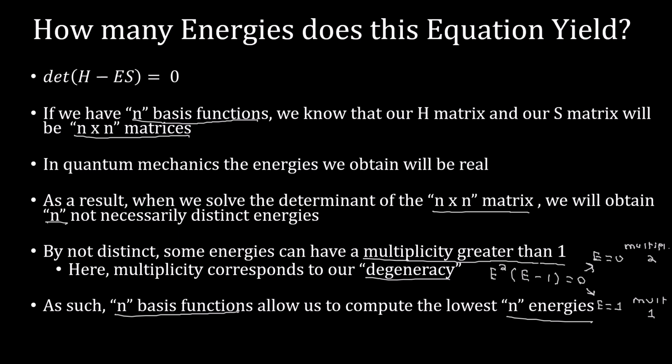So for example, if we have a system where we use 3 basis functions, chi1, chi2, and chi3, we will be able to get the ground state energy, the energy 1 level above the ground state, and the energy 2 levels above the ground state. So 3 total energy levels. We will not be able to obtain anything more.